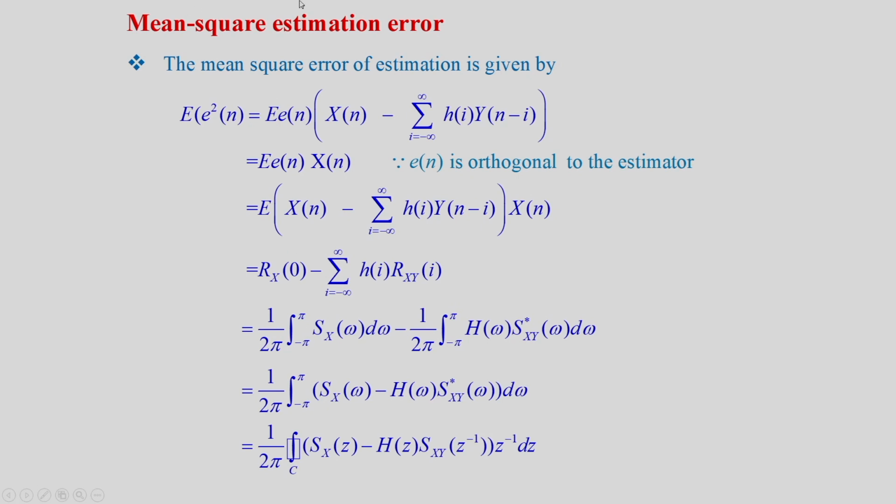Let us find out the mean square error of estimation. The mean square error of estimation is given by E of e square n, that is equal to E of e n, where we write e n as x n minus summation h(i) into y(n minus i), i going from minus infinity to infinity. And since e n is orthogonal to the estimator, we can write E of e square n is equal to E of e n into x n. Again expanding e n, we can write MSE is equal to E of x n minus summation h(i) y(n minus i), i going from minus infinity to infinity, into x n. This is the mean square error.